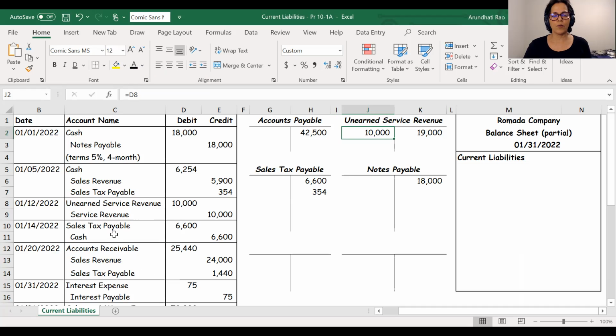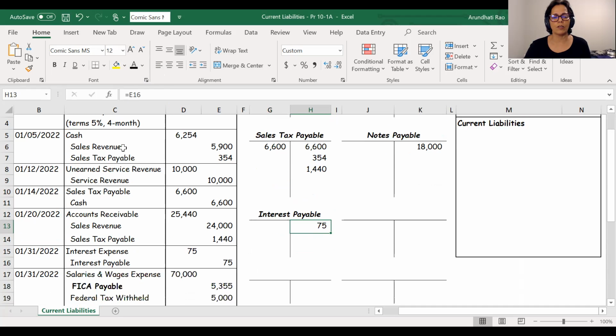The next journal entry, I paid sales tax of $6,600. So again, the liability decreases, so I debited. I'm posting that amount. In the next journal entry, I had sales tax payable. But again, now I'm going to record the sales tax payable, so it's credited $1,140. And then in the adjusting entries, I had interest payable. So that's a new account that I need to create over here. Interest payable is credited $75.